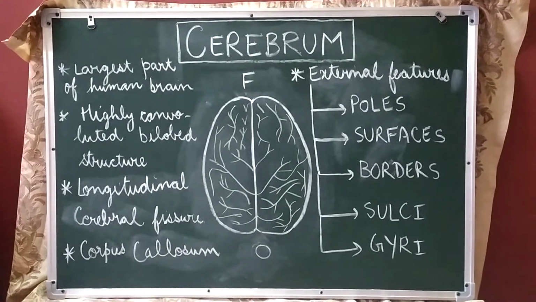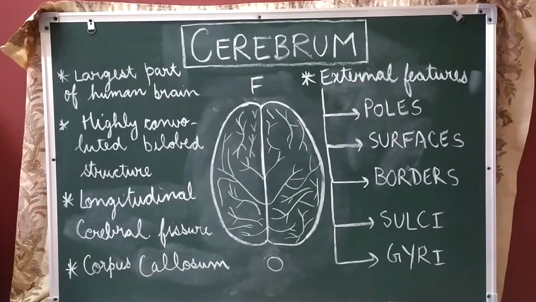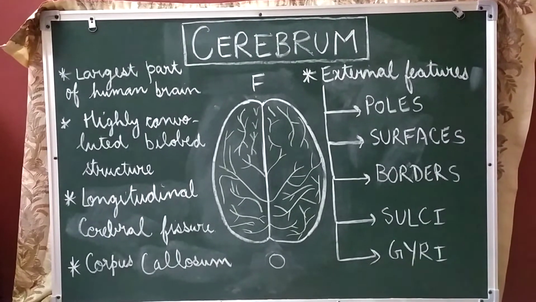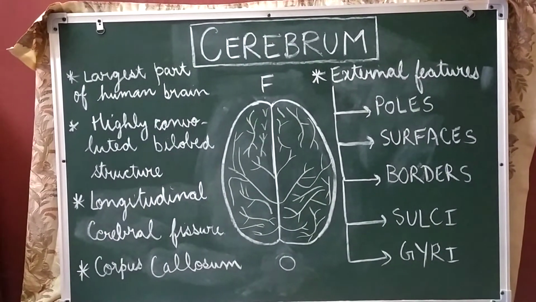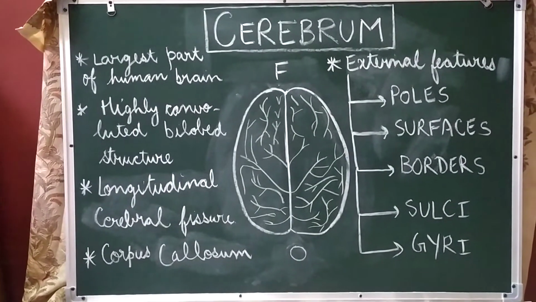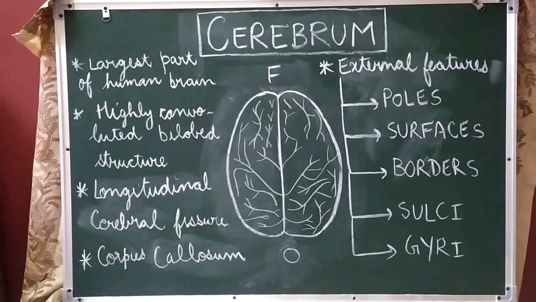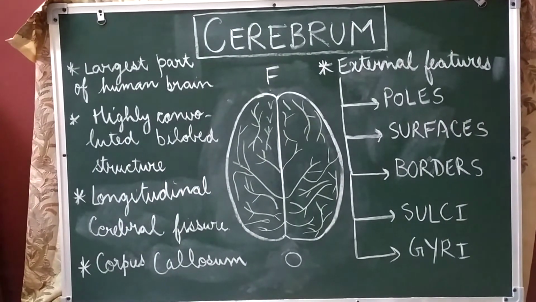Cerebrum is the largest part of the human brain and it is a highly convoluted bilobed structure. It means that it consists of two lobes, as you can see in the figure very clearly that the cerebral hemisphere consists of two lobes, the right and the left lobe. These two lobes are separated by the longitudinal cerebral fissure and are connected by the corpus callosum.